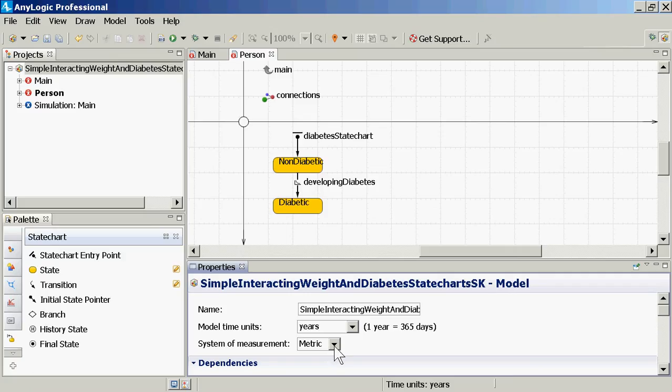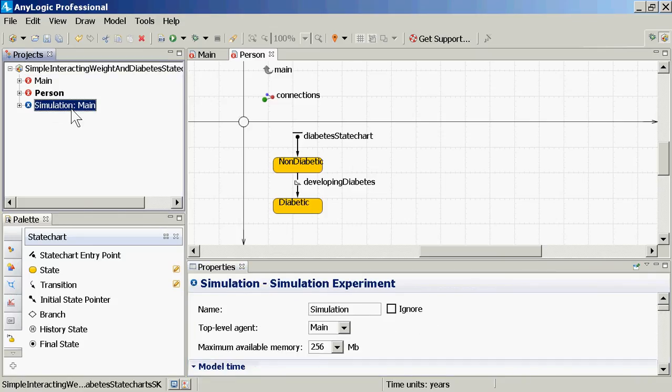No, 3/16 of an inch here. Okay, so this is going to be years for our model time unit. Okay, ladies and gentlemen, I'd like to go run this model temporarily. Let's go run it, okay?